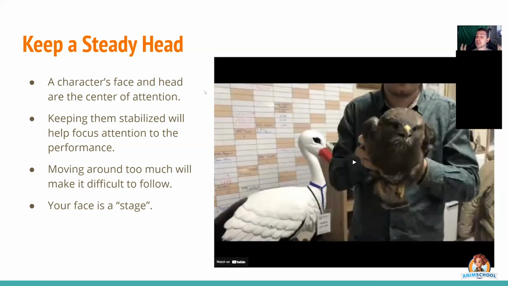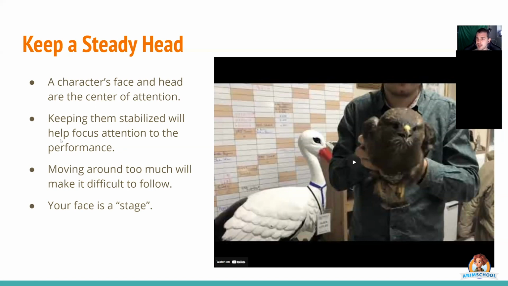Keeping that head stabilized and being aware of where that head is in the space of your shots will help keep our attention as an audience focused on where it's supposed to be, on the delivery of the line. It's very easy for people to be like, "Oh, look over there, I'm going to go over here, and then I'm going to move like this," and just rotate in Z and X and all over the place, and it's hard to follow what the character is saying.